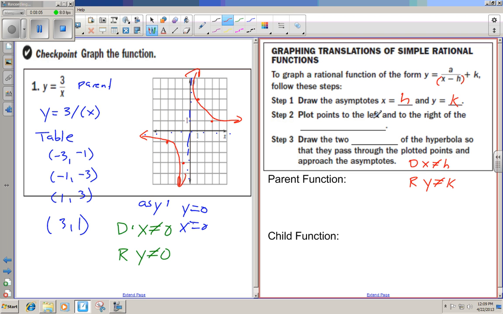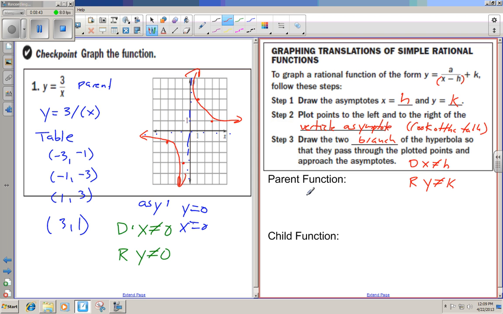Draw points to the left and to the right of the vertical asymptote. So you basically just look at the table. So you're going to look at the table. Then you're going to draw the branches, the two branches.